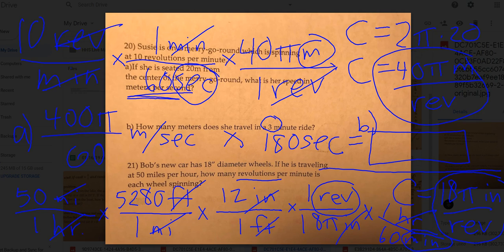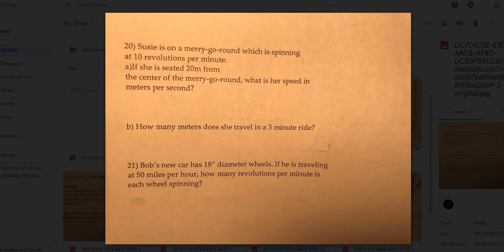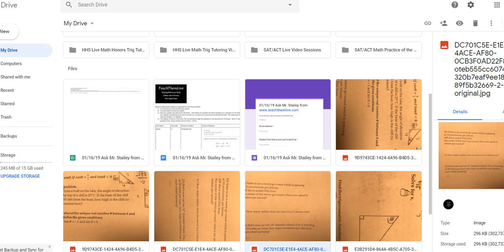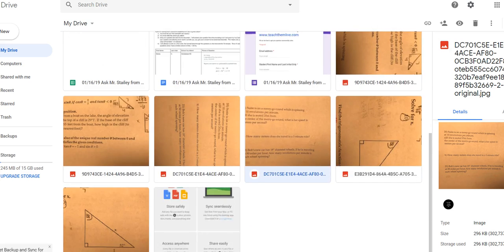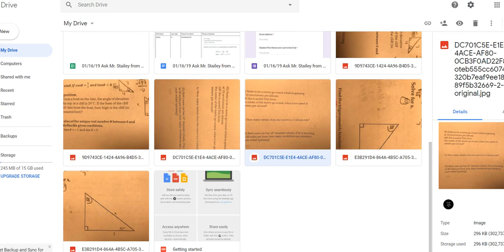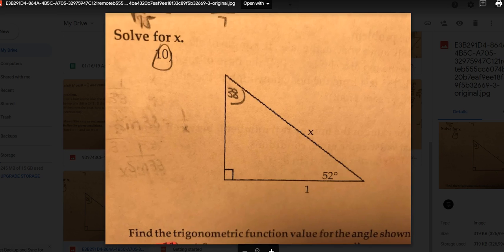Gotcha. All right, now I'm going to clear this, and I need to go back and find the other picture. Oh, not that way. Okay, so it was this one here?